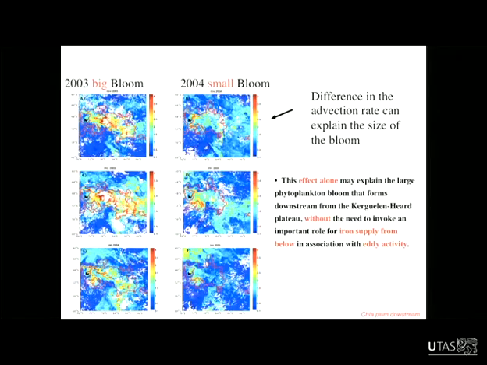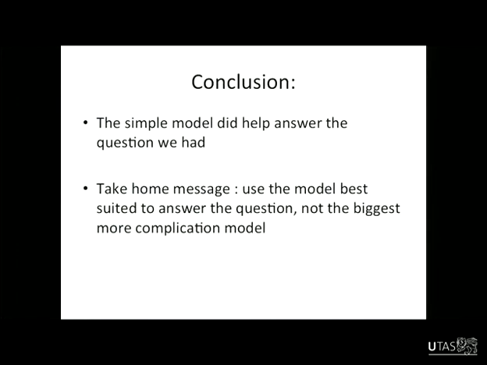The mechanism behind it: in winter, iron gets ejected, it gets slowly advected around. Summer comes, light, poof, you have a bloom. So that's the simple mechanism. Since then, there's been a second campaign where people are going to try to verify that hypothesis. But that was just a simple question. You build a simple model to answer that question. So the take-home message is, we used the model best suited to answer the question, not the biggest, most complicated model.